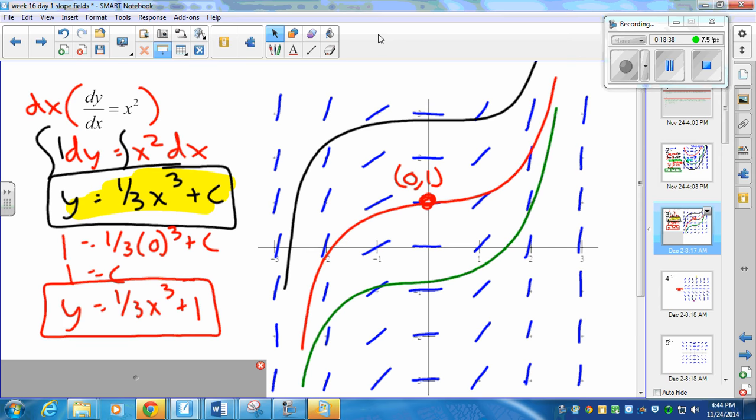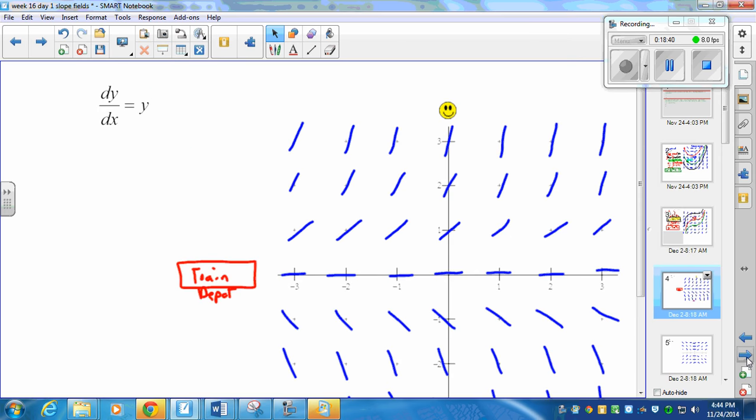Okay. Just looking at the other ticks here, on the next ones, the dy dx equals y. Everything is in terms of y. So that means everything here has to have the same slope. So everything there, y is 1. So everything has a slope of 1. Everything here y is 2. Everything has a slope of 2. Everything here is -1. So it has a slope of -1.